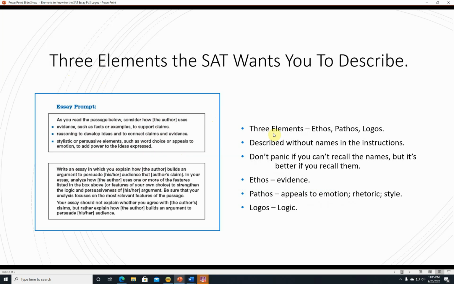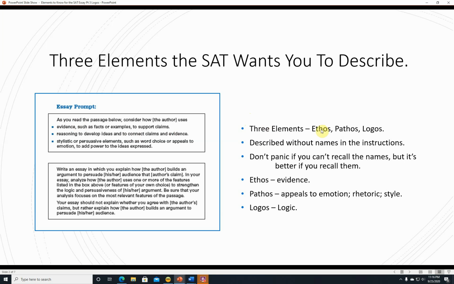There are three elements at work here: ethos, pathos, and logos. Now you might say, hey, John, they didn't put those names in the instructions. Well, they're described without names. They tell you what they are, but they don't give you these names. It's a little test. They want to see if you know the terms ethos, pathos, and logos. Why? Because the people grading these, the people who wrote these problems, are education professionals. They're probably English teachers, English professors, people who work with the written word. And they really want to know if you know these things.